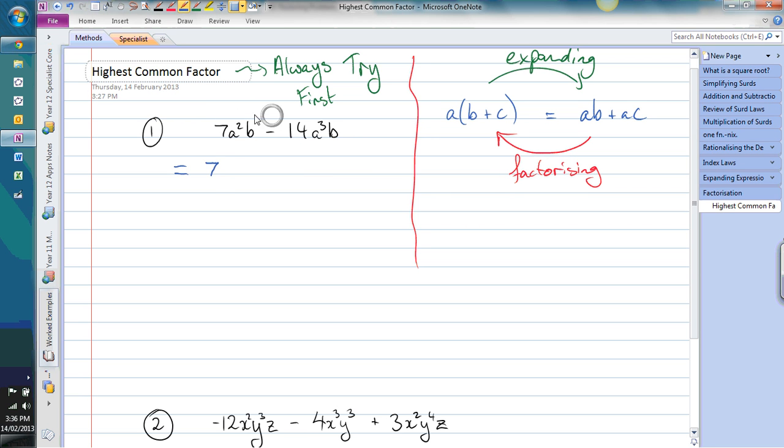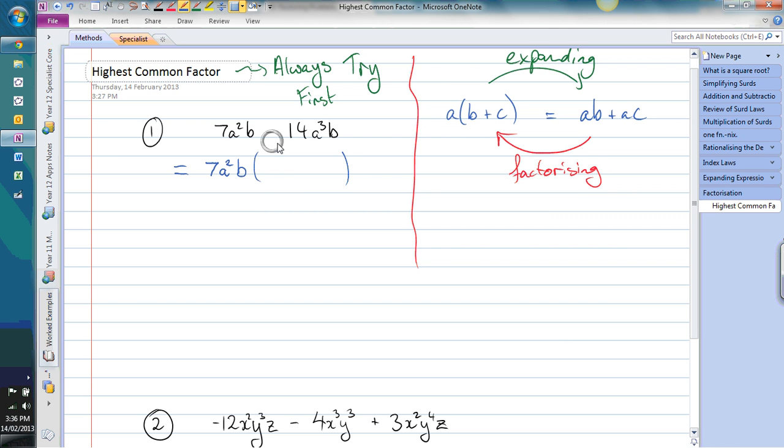So as far as the coefficients go, that's the highest common factor, but we also need to look at the algebra. And what we're looking for is common terms. So we can see here the first term has an a squared, the second one has an a cubed, so that means there's a common factor of a squared. The a squared can be divided by a squared, and this a cubed can also be divided by a squared. So we can bring that out the front. Next we look at the b's, and we can see that both terms have a common b in them. So we can bring that b out the front. This term can be divided by b. This term can be divided by b.